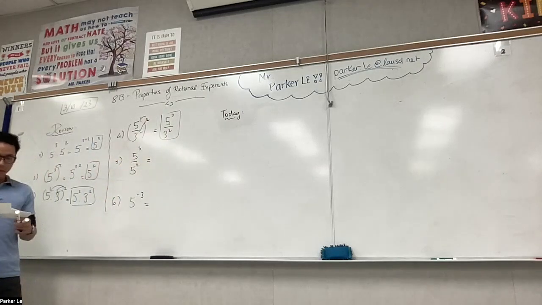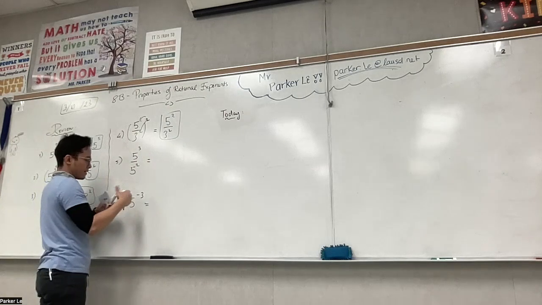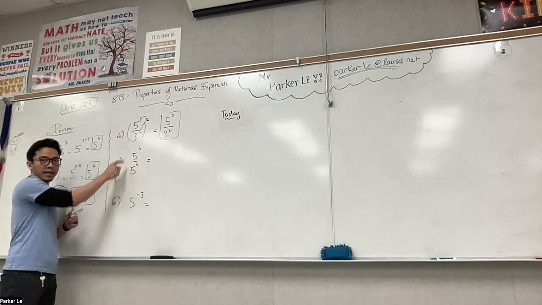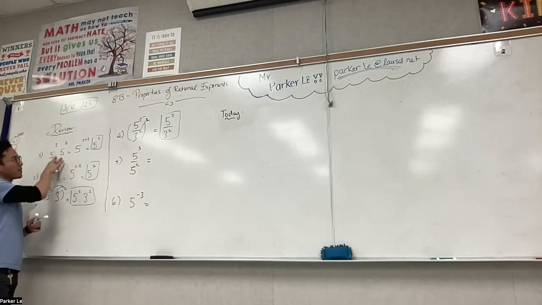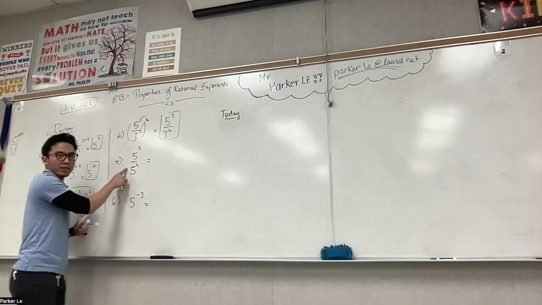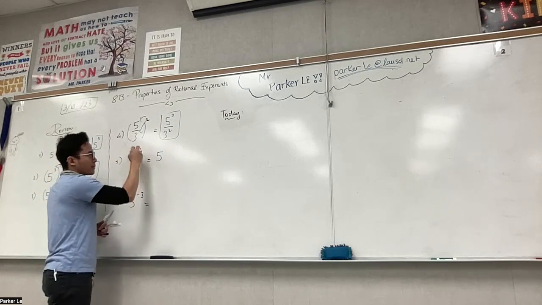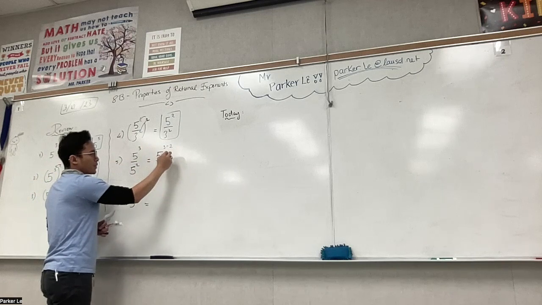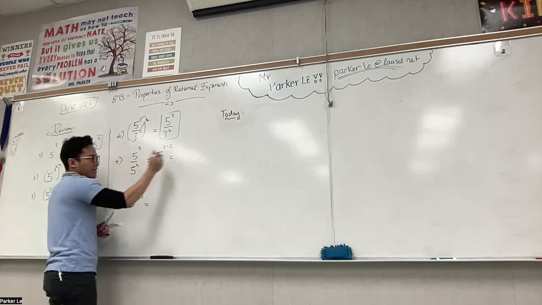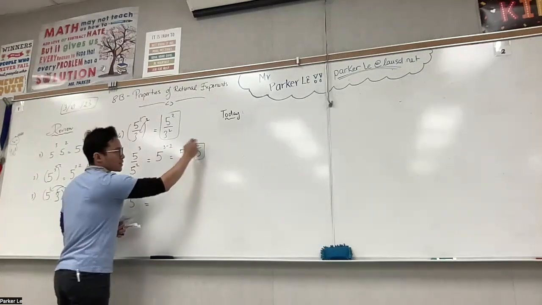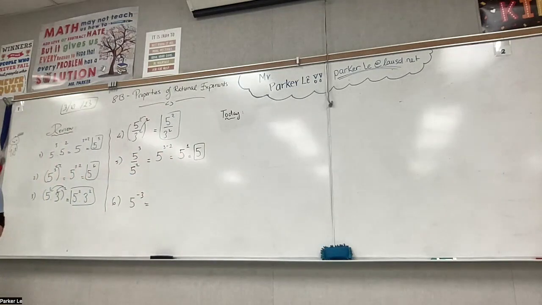All right, Yasmin. Number 5. When you see the same base but they divide like this, it's different from here. From here you're adding. How about this? What are you gonna do? You subtract them. Very good. You subtract 3 minus 2, the power, because they have the same base. 5 to the 1, and we don't need to write 1. So the answer is 5.